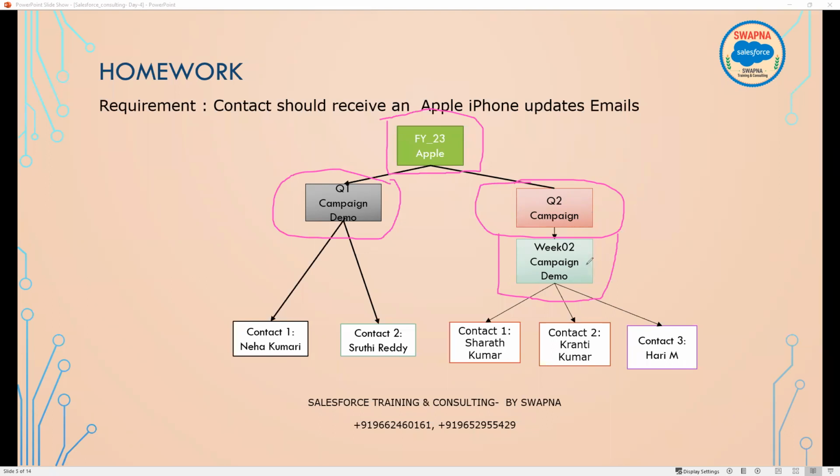So that means the parent of this campaign is the Q2 campaign. The Q2 campaign's parent campaign is FI_23 admin. Now within this demo, I'm going to link the contacts Sharat Kumar, Kranti Kumar, and Hari. These are the different contacts that we are going to link. If you do not have these contacts, you need to create them separately and then link them here. This is the first homework. Take notes of it.